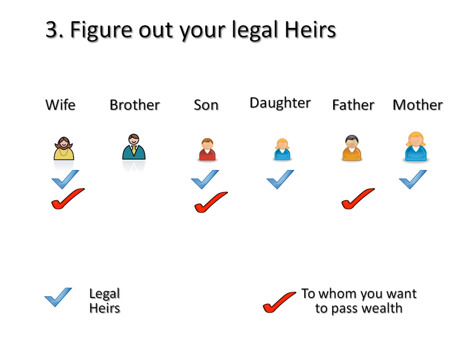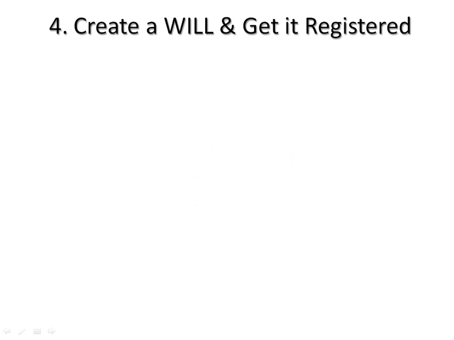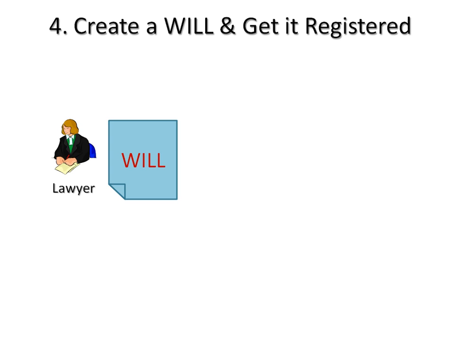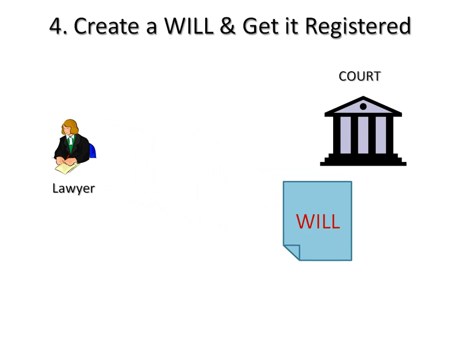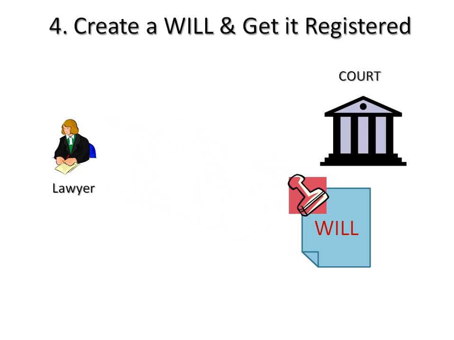By doing this exercise, he now knows that in the will, he has to specifically mention that his father should get something. Once this is done, then creation of will is to be done and get it registered. So meet a lawyer and make sure that you prepare a will. Tell him what are your requirements. Once the will is prepared, go to the court and get the will registered. Once the will is registered, this whole work will be foolproof and in whatever way you want to pass on the wealth, it will happen in the same manner.